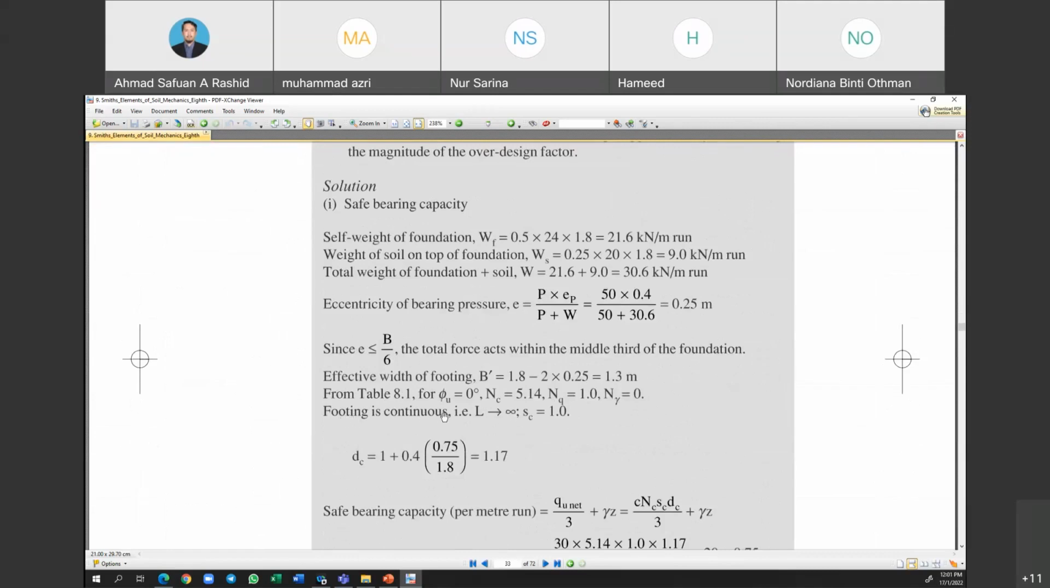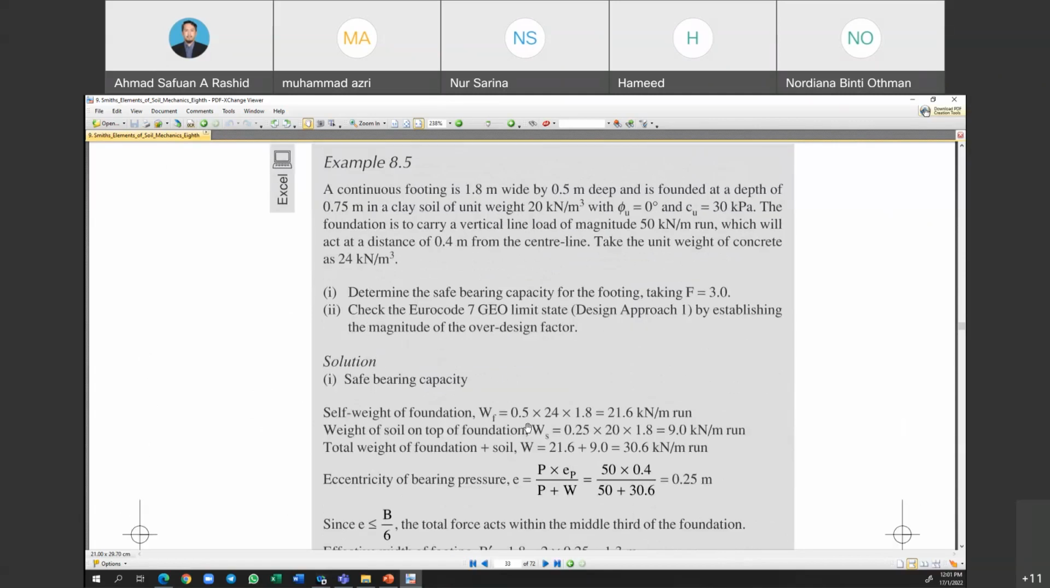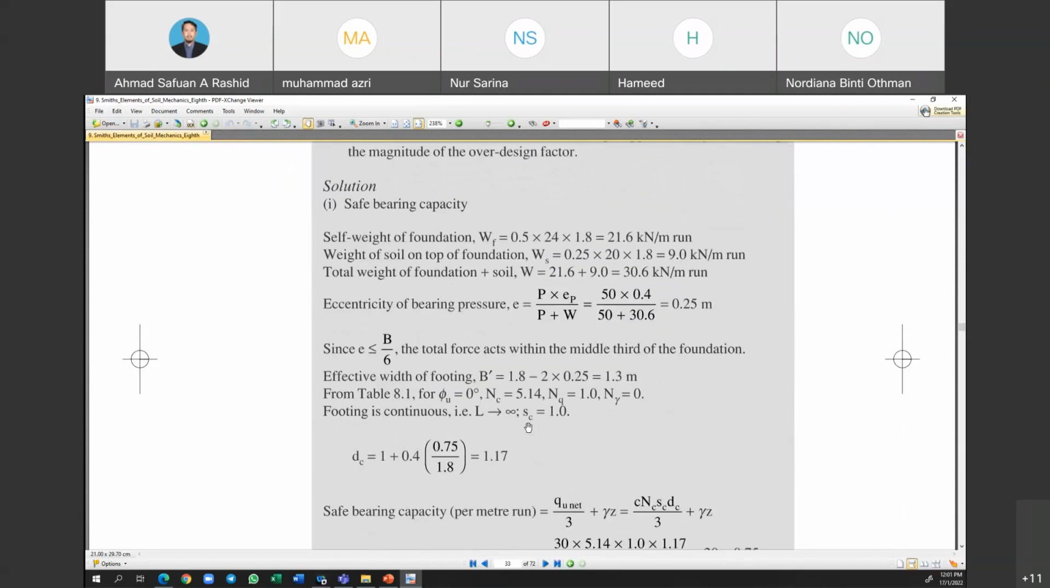Okay, so then the footing is continuous. So L is equal to what we call infinity. Okay, so then we calculate for the DC. So we need to look at the formula. I guess we can use the Terzaghi. Oh, this is your Meyerhof. So you need to look at the formula. Okay, get the value for the SC and DC.